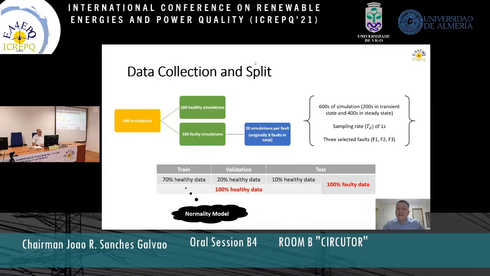With respect to the data split, we must take into account that this is a normality model, so the algorithm is trained with only healthy data. The algorithm, which is an autoencoder, will be explained in more detail later. For the data split, we use 70% of healthy data for training, 20% for validation, and the last 10% for test. In this way, we complete the 100%. As we see also, 100% of the faulty data is for test, since in the test we enter both healthy data and faulty data.